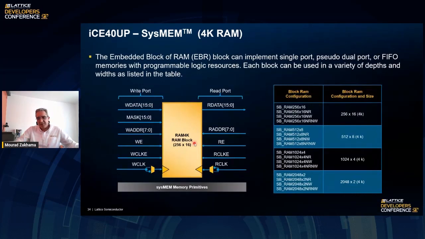Other families obviously have different structures. The Certus Pro, for instance, or the Nexus family, they have 18 kilobit blocks of RAM, and the Avant family, which is the largest family, they have 36 kilobit of RAM. But it's basically configurable memory based on your need, with the capability of doing true dual port, meaning that you have a write port and a read port from each side. And you can configure to different widths also.